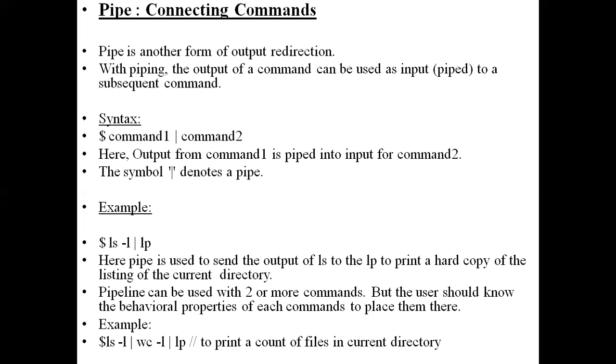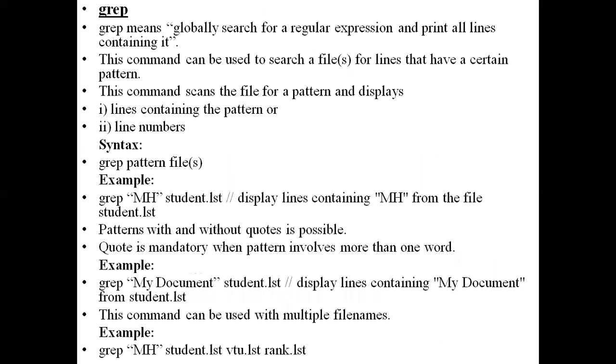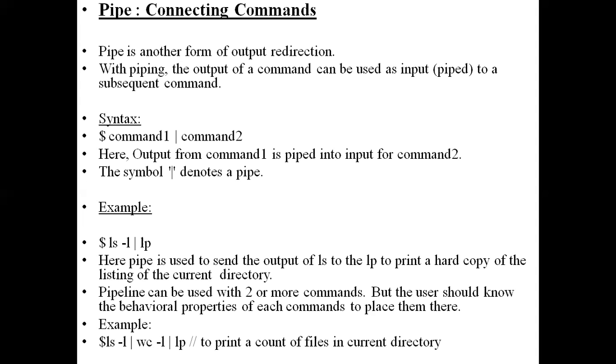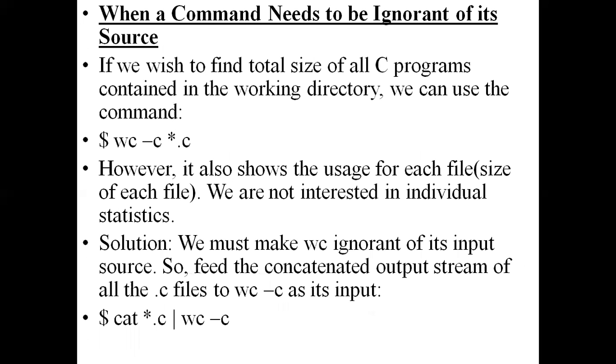So next we shall try to move on to the next topic. This is actually a continuation of the previous one, that is pipe. So this particular subtopic is the continuation. When a command needs to be ignorant of its source, what does this represent? A command wants to execute something, but you don't want the command to become aware of the source where the file is currently existing. It should just execute the file, but it should not know the source of the file. Instead of knowing the source of the file, it should just execute the file.